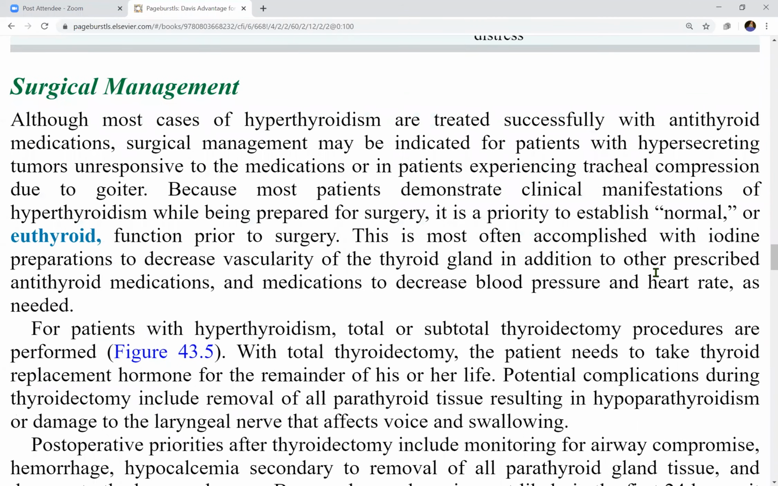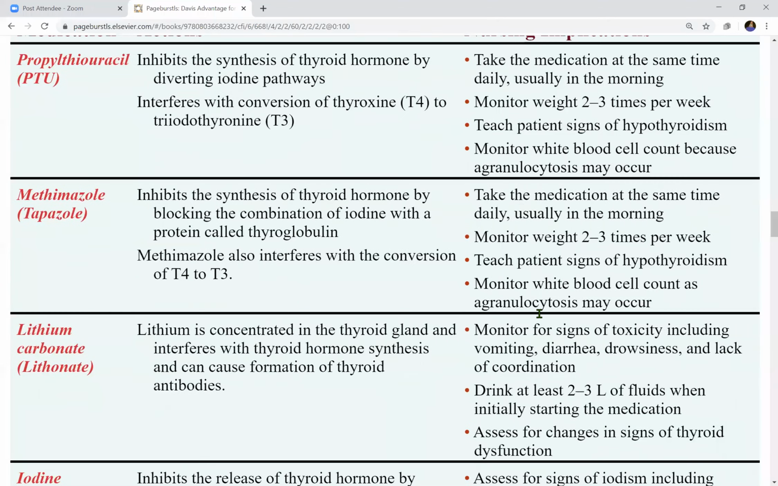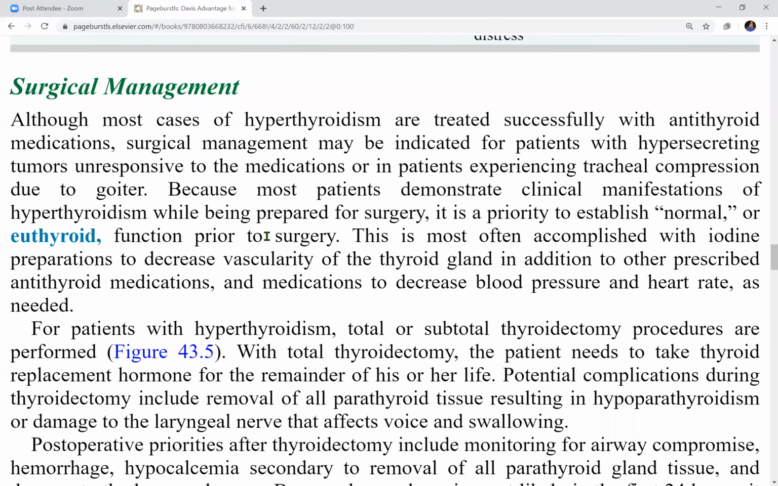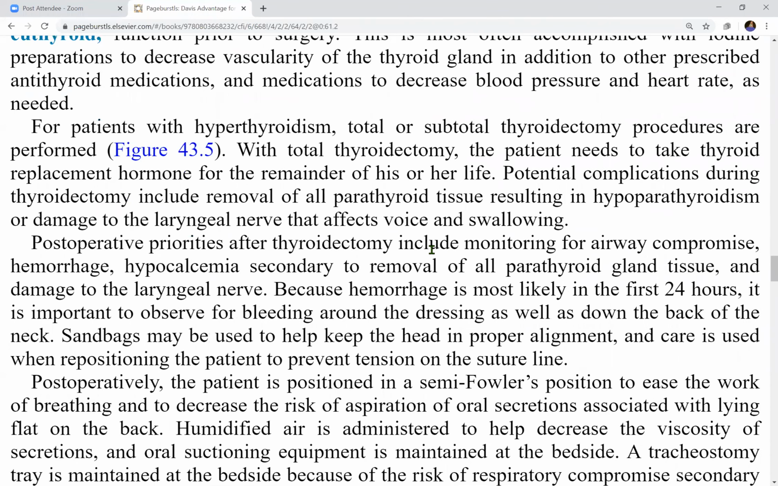Let's go now to surgery. Before the patient can get surgery, we have to give these drugs first to shrink the thyroid. Once the doctor determines that the patient has normal thyroid function now, then we can do surgery. There are two types here. We can do the total, meaning we'll remove the entire thyroid gland, or we can do subtotal or partial.